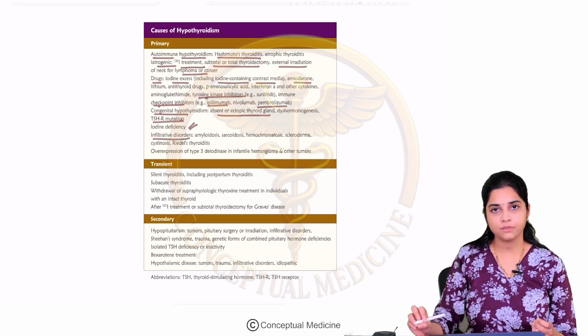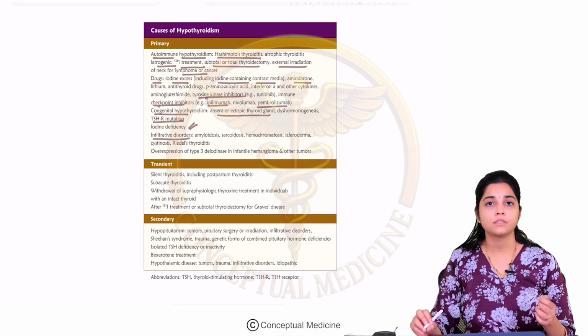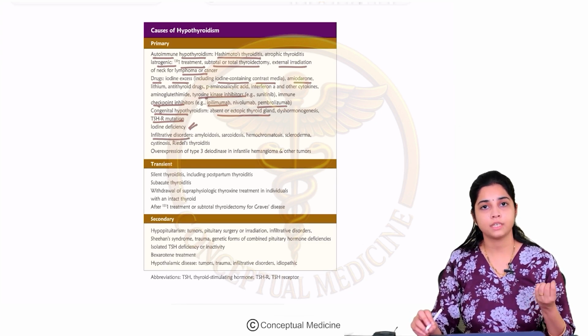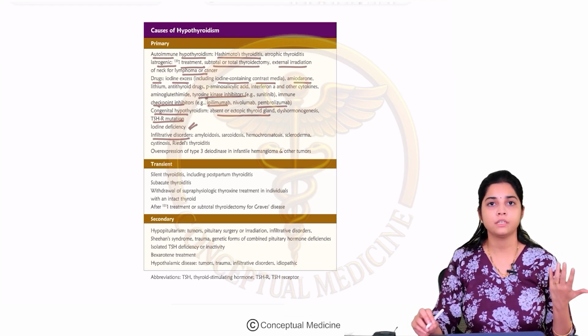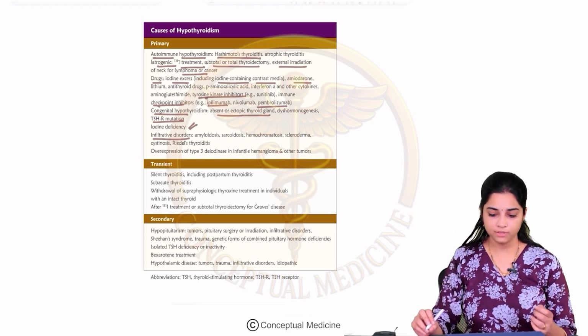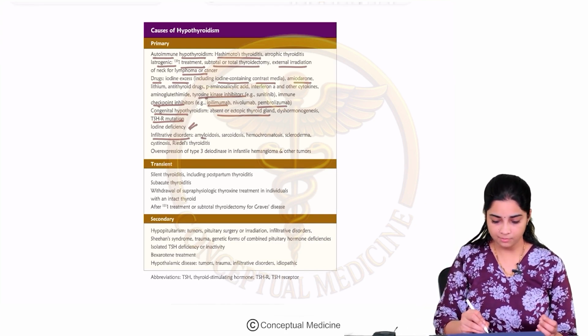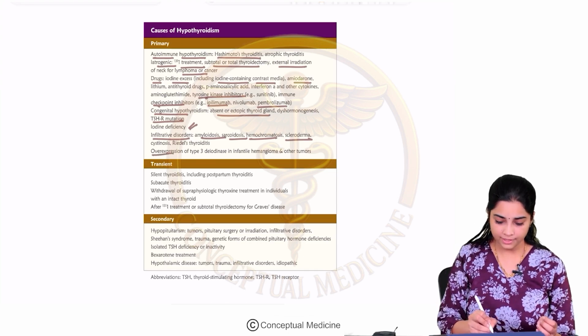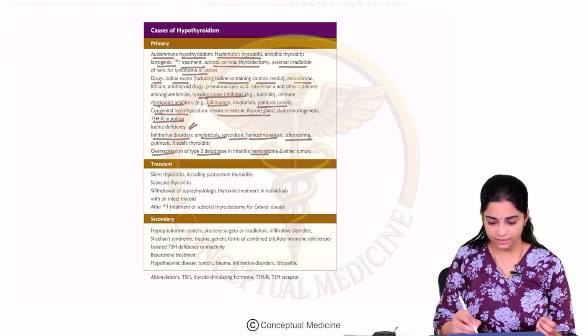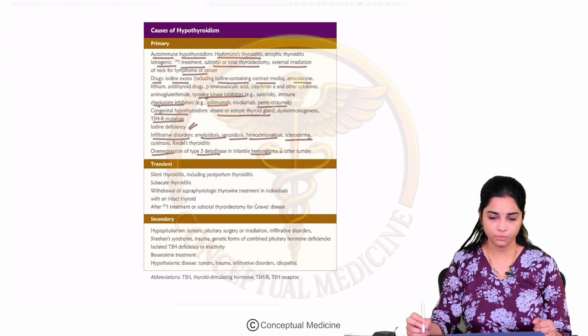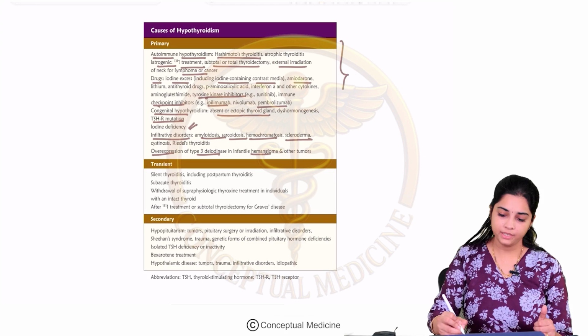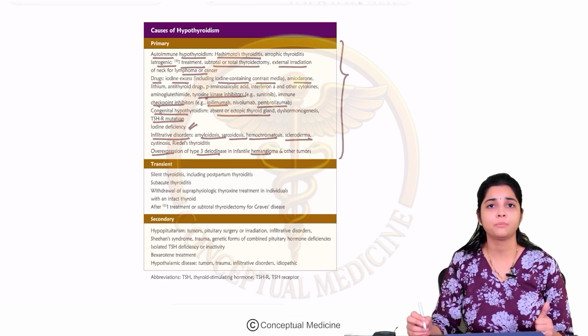Then infiltrative disorders like sarcoidosis, hemochromatosis, which can infiltrate the thyroid gland. Similar to how they can infiltrate the pituitary and cause hypopituitarism, they can cause hypothyroidism as well. So amyloidosis, sarcoidosis, hemochromatosis, scleroderma. Then overexpression of type 3 deiodinase in hemangioma causes consumptive hypothyroidism. Okay, so this is about the various etiologies for primary hypothyroidism.